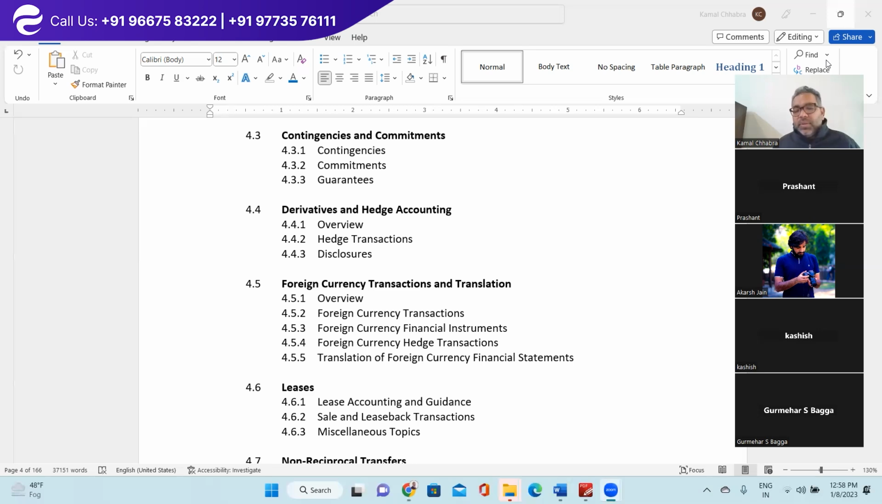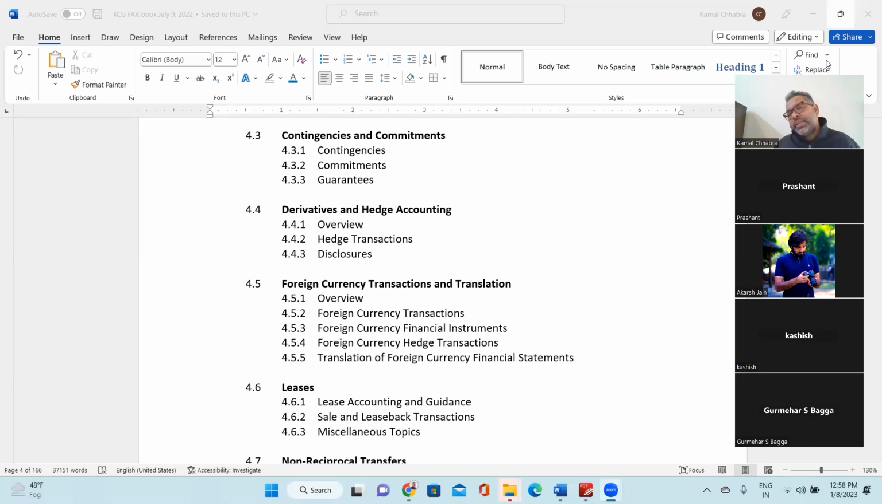And now coming to the derivative, derivatives are financial instruments. In this case, this external commercial borrowing is a derivative. And in addition to that, if you have purchased future options, that is also considered as a derivative, right?